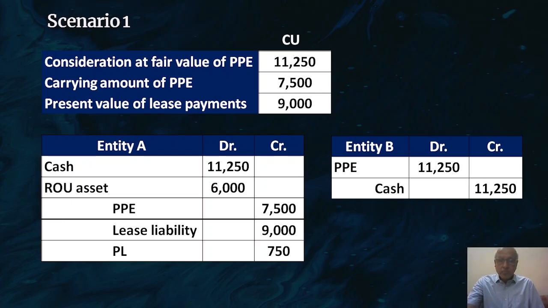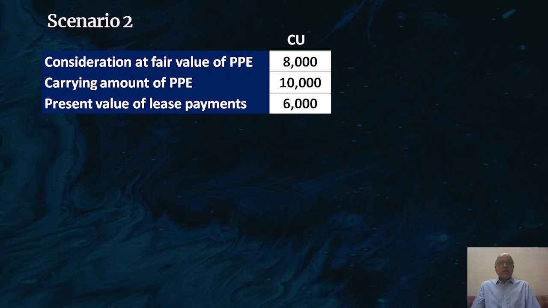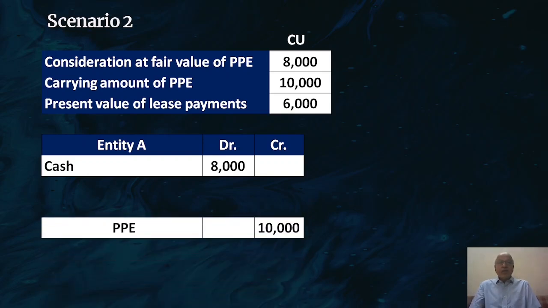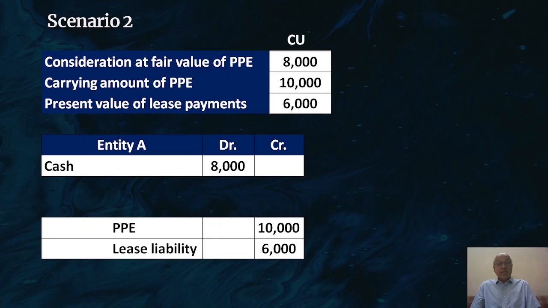Now scenario 2. Consideration at fair value, same thing, 8,000. Carrying amount of PP 10,000. Present value of lease payment 6,000. That is the lease liability. So first we record cash that we have received, fair value of PPE. Second is we derecognize PPE 10,000 rupees. That is the previous carrying amount of PPE. That means before the leaseback. Now present value of lease payment 6,000. That is the lease liability.